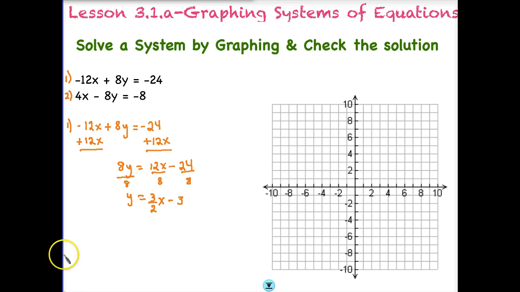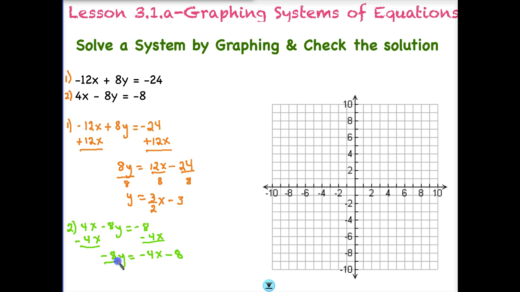Now let's jump to our second equation. So in this one, we have 4x minus 8y equals -8. I'm going to subtract 4x this time to move it to the other side. And I'm left with a -8y equals a -4x. And notice that I kept the negative with the 4x. And then I'm going to keep the minus with the 8.